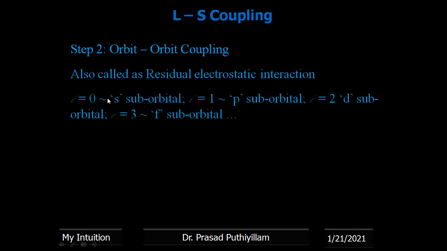Here we consider the orbital angular momentum value, that's the L value. If L value is equal to 0, that represents S suborbital. L equal to 1 represents P suborbital, and so on.